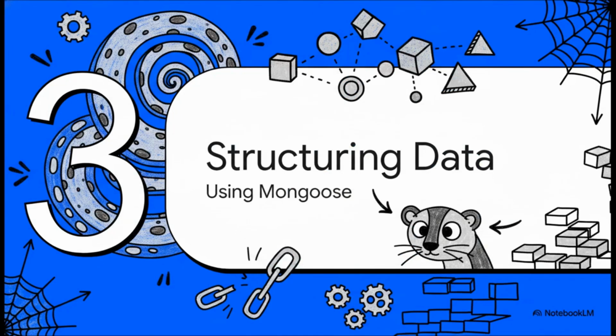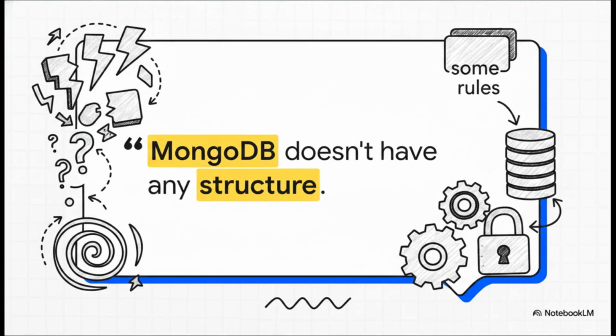Okay, Section 3, Structuring Data with Mongoose. Now we hit the core problem of NoSQL, which is how do you manage total flexibility? Actually, our source material hits us with this exact quote. MongoDB doesn't have any structure. And honestly, complete freedom sounds great on paper until you're trying to retrieve a user's email and you get a chaotic mix of strings, integers, and missing fields. Pure anarchy just doesn't work in production.